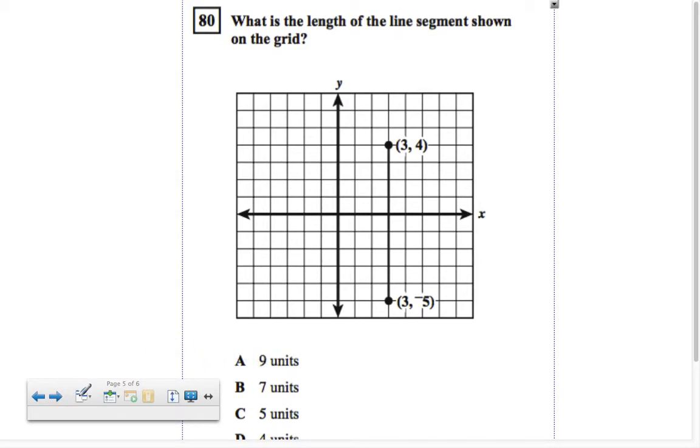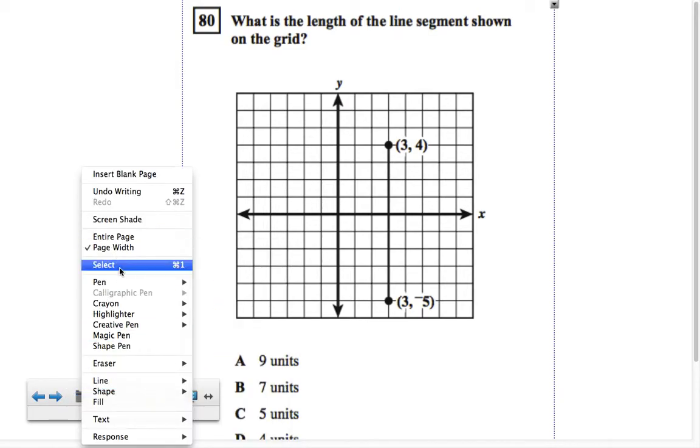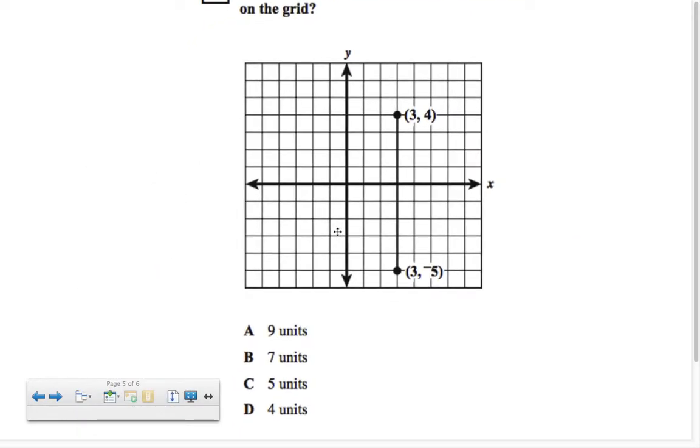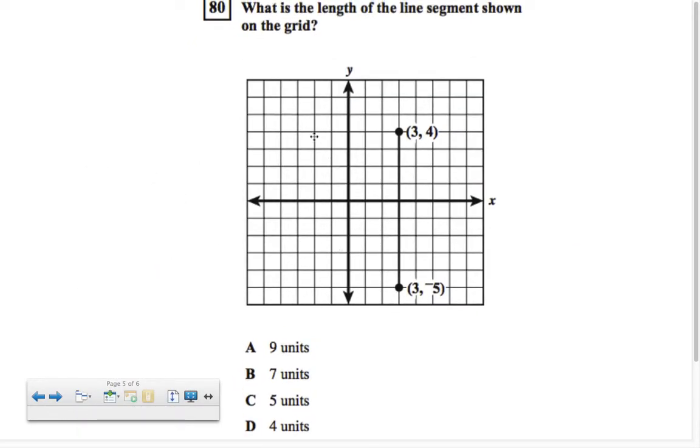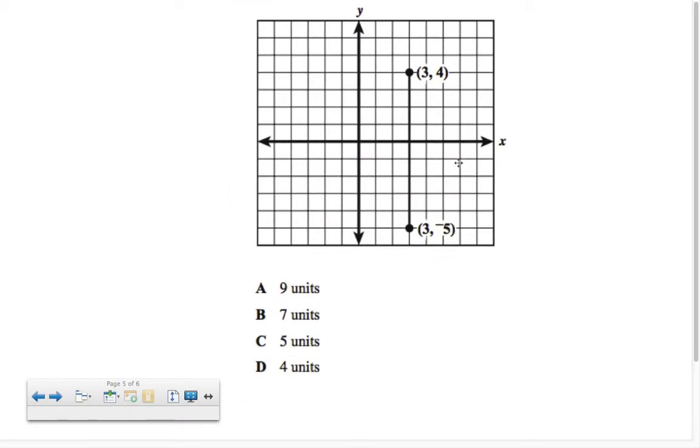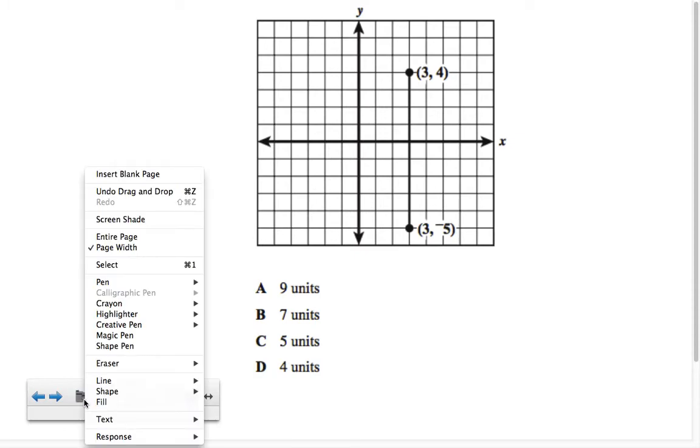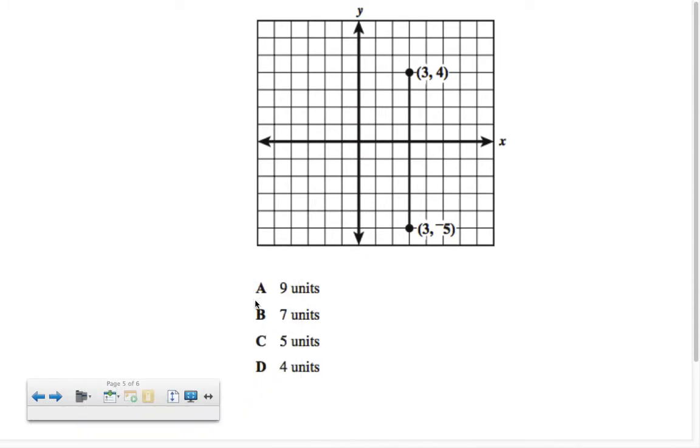One more time, similar kind of problem. I'll talk a little less so that you have a chance to think in your head. What is the length of the line segment shown on the grid? Alright, take a look at these points. Figure out what's the same and what's different. You might discover that (3, 4) and (3, -5), well, the 4 and the -5, they're the different ones.